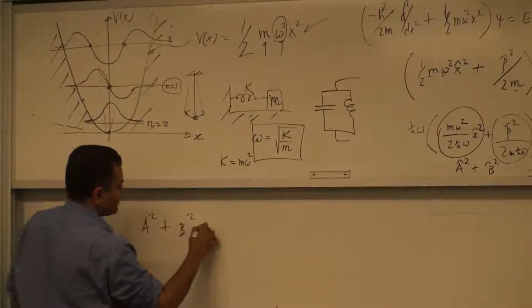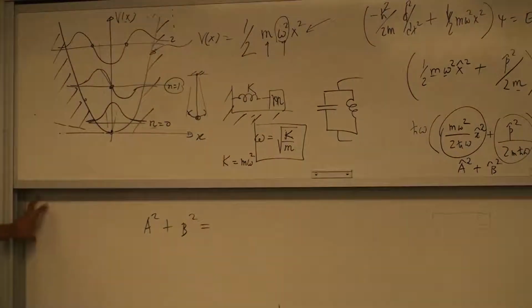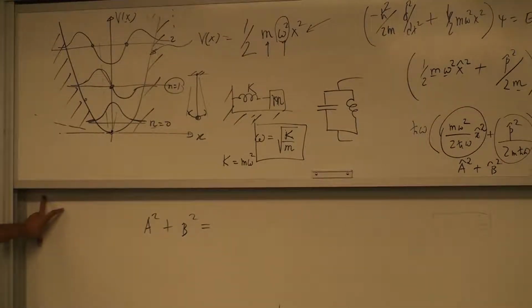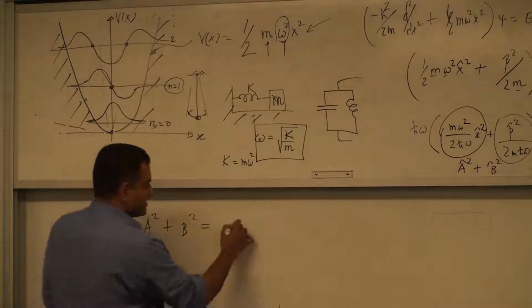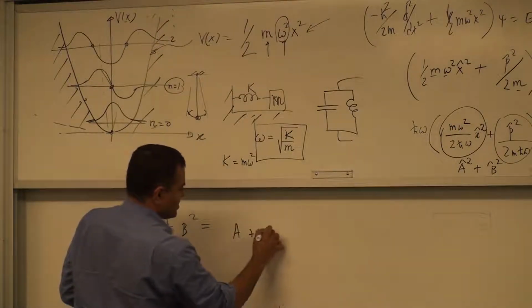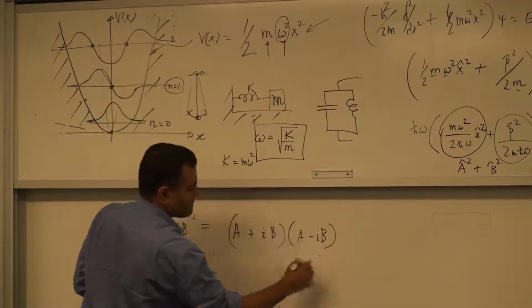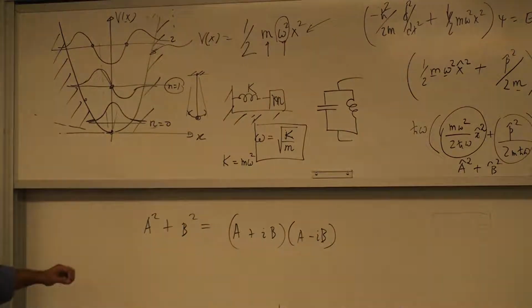All right. So now you have to think a little bit outside of real numbers. So A squared plus B squared, what's the square root? Yeah, that's right. A plus i times B. So you can have A plus iB and A minus iB, right? You can do that.